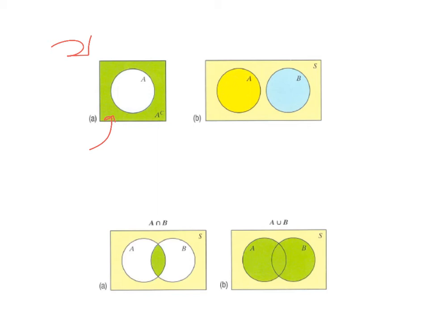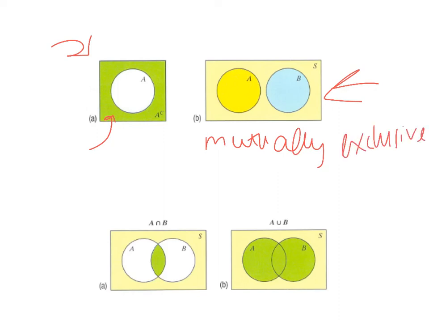If event A and B do not overlap, that would show you that they are mutually exclusive, right? None of them can happen at the same time. I don't have any overlap. So those two events have no outcomes in common, so they would be mutually exclusive.